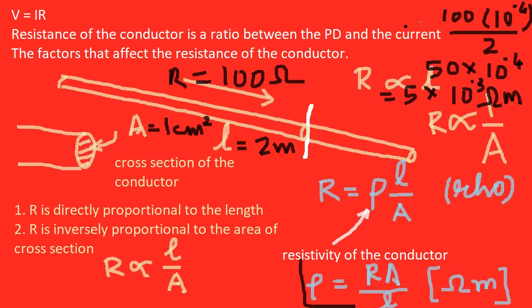So this was the discussion about the resistivity of a conductor. It is a characteristic property of the material of the conductor. We'll come back very shortly to discuss some more important points in electricity.